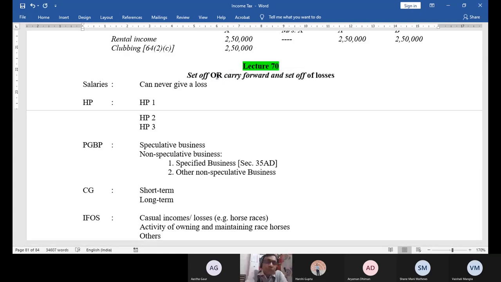So you must know how many types of losses are there in different chapters. In salary, there is no loss. In house property, there can be loss of different house properties. In PGBP, there are three types of losses or incomes, because all these subheads can show you income as well as losses: speculative business, specified business of 35AD, and other non-speculative. Short term, long term in capital gain. In other sources, three categories: casual, owning and maintaining race horses, and others.